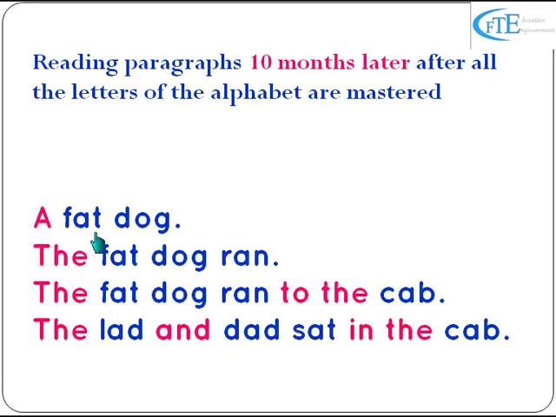A, f, a, t, fat. D, o, g, dog. A fat dog. The, f, a, t, fat. D, o, g, dog, ran. The fat dog ran. The fat dog ran to the cab. The fat dog ran to the cab.